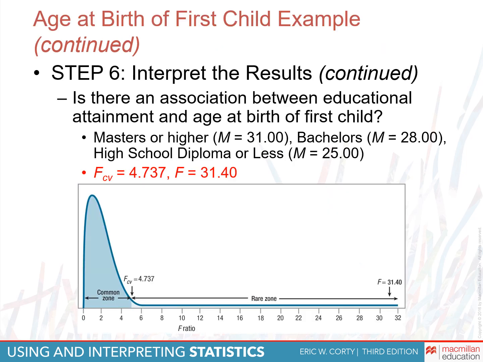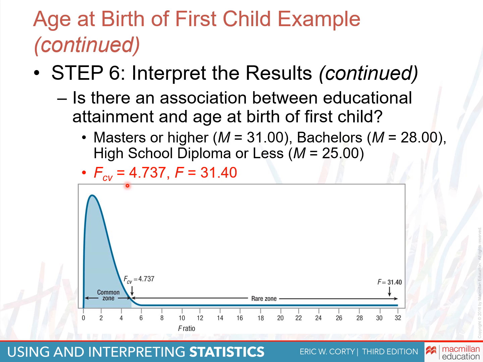So you'll remember that our research question was, is there an association between education and age at birth of first child? And so we had our 3 groups, the master's degree or higher group, the bachelor's degree group, and the high school diploma or less group. And so we calculated a critical value of F equal to 4.737. And we said that we would use that value to determine the cutoff points for the common zone versus the rare zone. And if we found that the test statistic F is greater than that critical value, then we know it's in the rare zone, and so we would reject the null hypothesis. If it's less than that critical value, then we know that test statistic is in the common zone, which means we do not reject the null hypothesis.